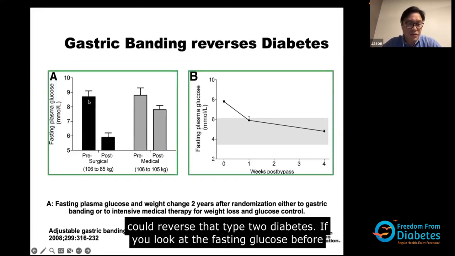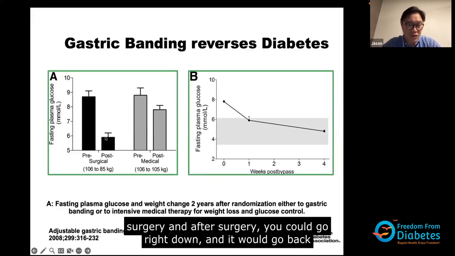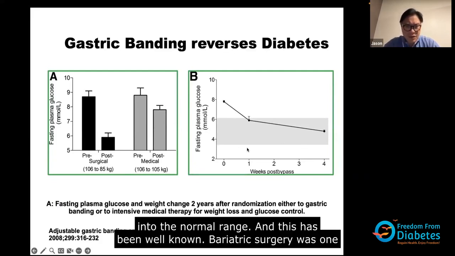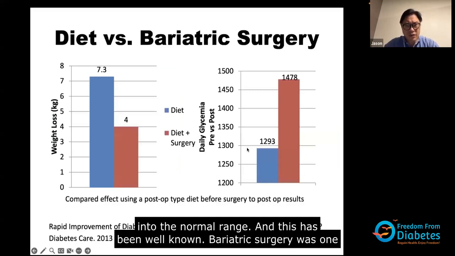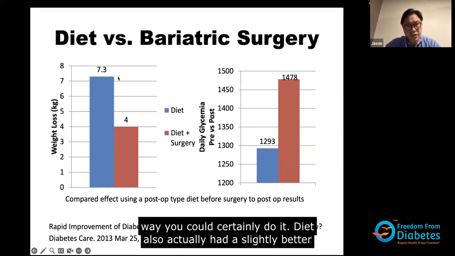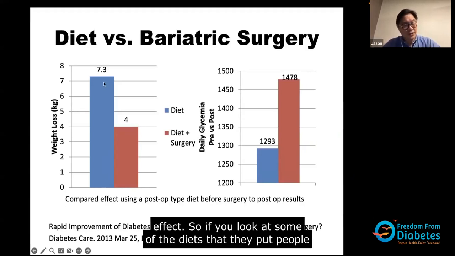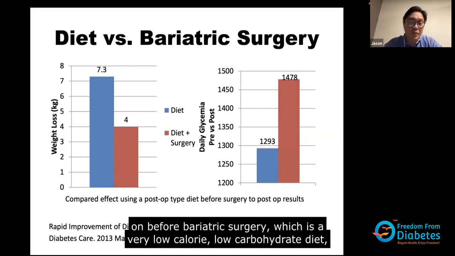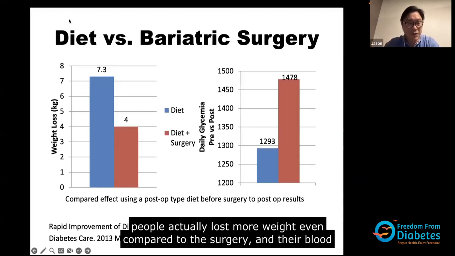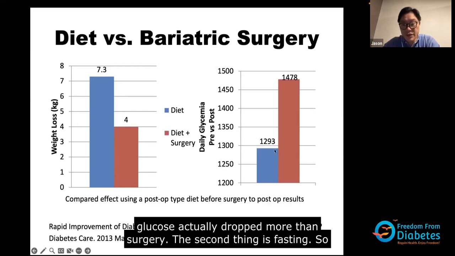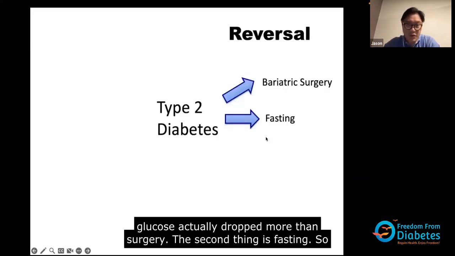If you look at the fasting glucose before surgery and after surgery, you could go right down. And it would go back into the normal range. And this has been well known. Bariatric surgery was one way you could certainly do it. Diet also actually had a slightly better effect. So if you look at some of the diets that they put people on before bariatric surgery, which was a very, very low calorie, low carbohydrate diet, people actually lost more weight even compared to the surgery. And their blood glucose actually dropped more than surgery.